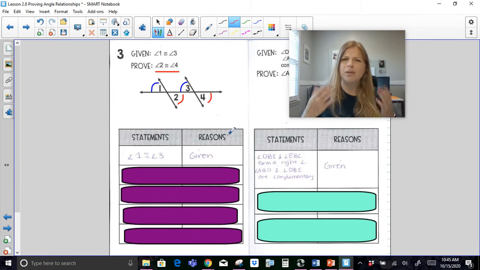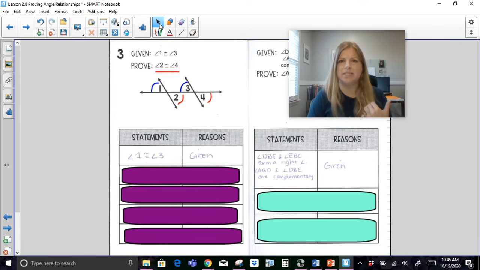Now, the only thing we really know about angles right now are linear pairs, which I don't see, right angles, which I don't see, but we are given some vertical angles here. And there's a couple different ways we could do this proof, guys, but I'm going to obviously show you one of the ways and steps.